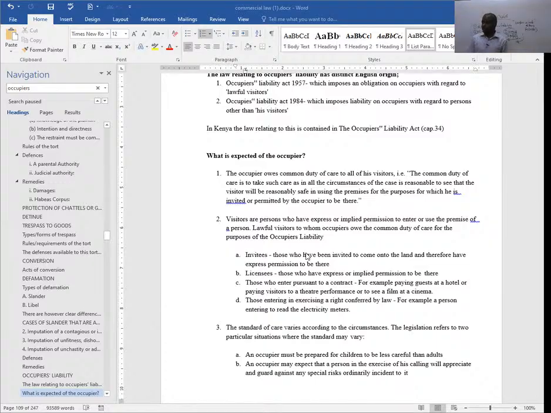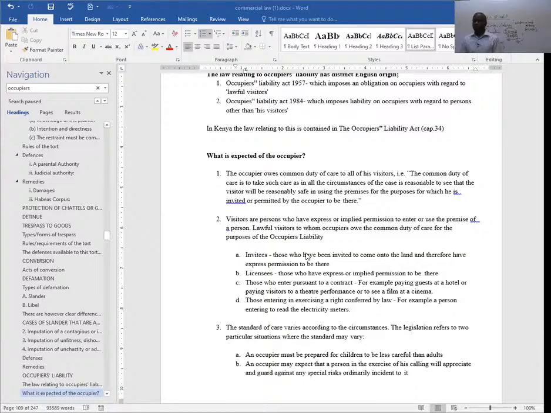to see that the visitor will be reasonably safe in using the premises. Number 2, visitors are persons who have express or implied permission to enter or use the premises of a person, those who have been licensed or allowed under the law.